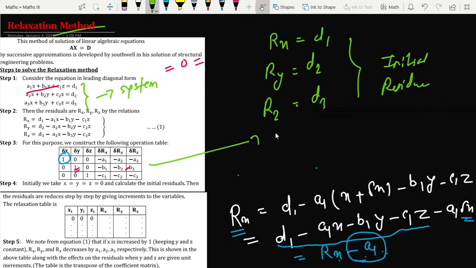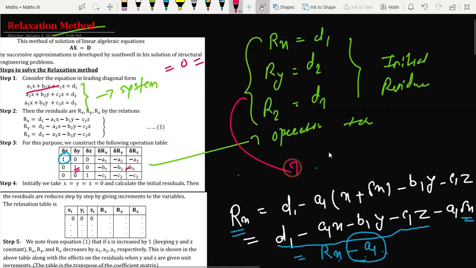And by using this operation table, we have to reduce these initial residuals to almost 0. What is our procedure? We have to find the initial residuals by using this equation and then apply the relaxation table to reduce these residuals to 0, and after reducing them to 0 we get the values of the unknown variables x, y and z. It is given in the later part of this page.